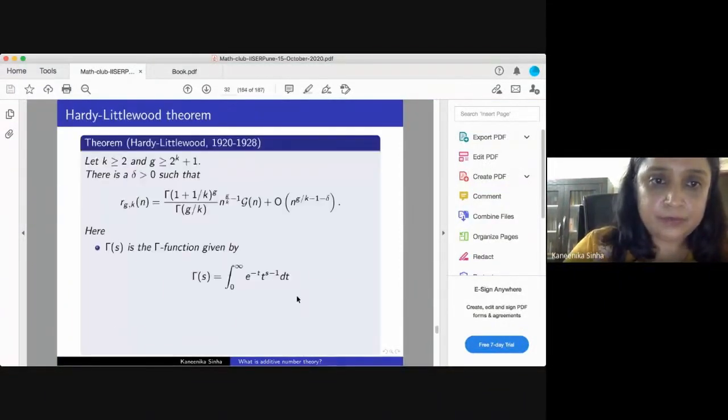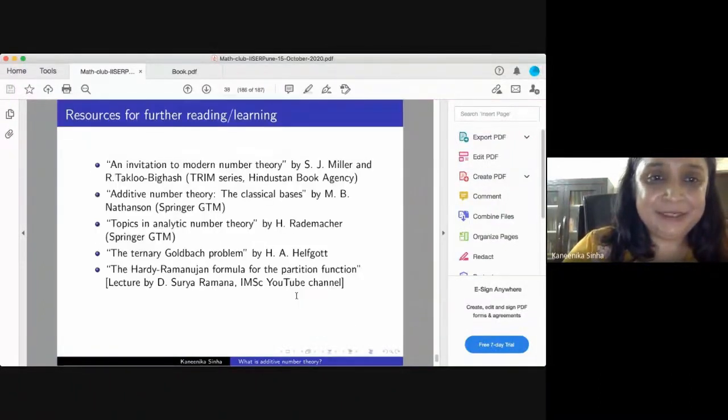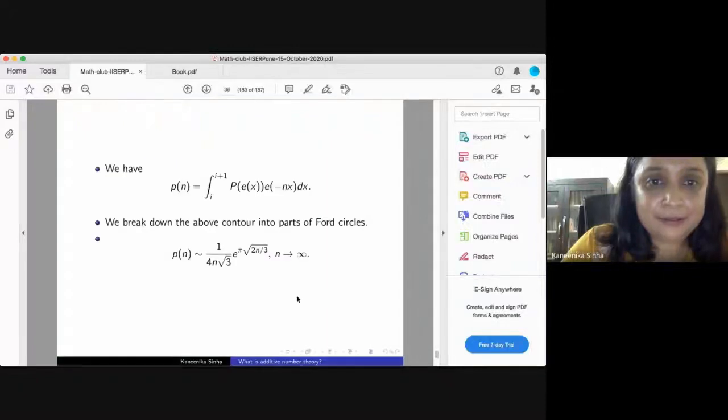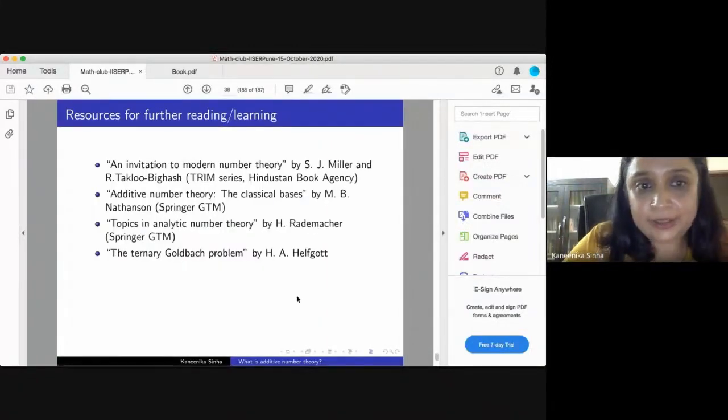Now, I had way too many slides to present, so I'll just conclude with a slide on resources for further reading or learning. Here are some nice books you can look at for this problem. There's a book in the TRIM series, brought out by Hindustan Book Agency, An Invitation to Modern Number Theory.